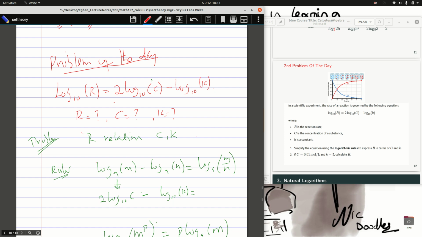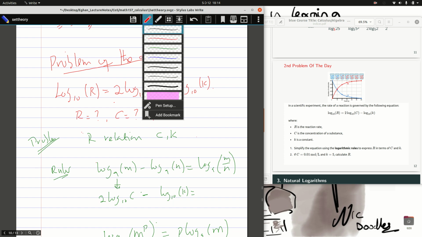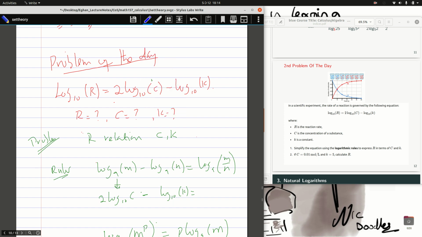We are performing a scientific experiment for a reaction, rate of reaction. Whether you're in biology or any of the science related fields, you come across this reaction or rate of change. It says it is governed by some equation. I always tell you, when you see a word problem, there are some things you want to extract. So here we have extracted our equation. It has some terms which are being defined. R, C, K are defined.